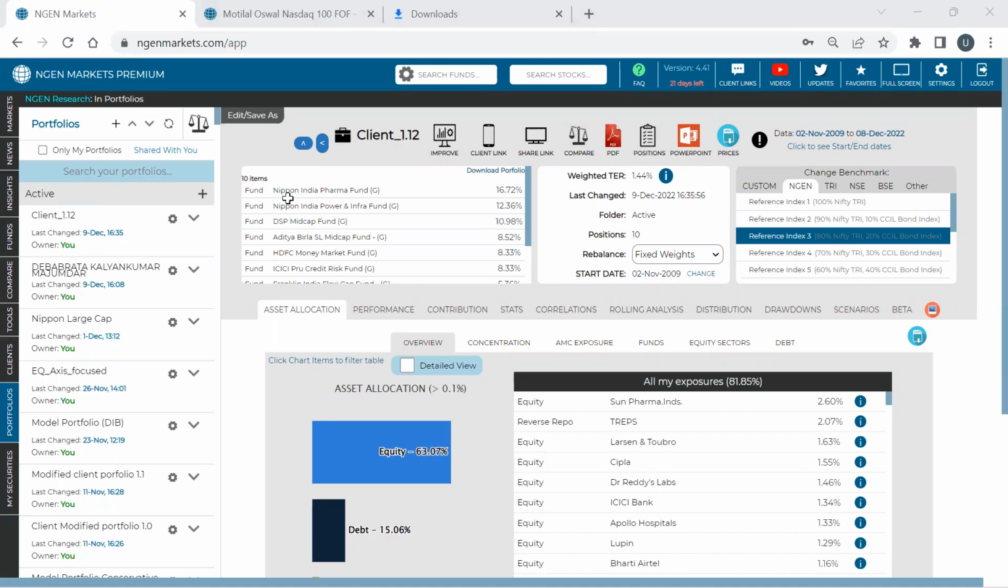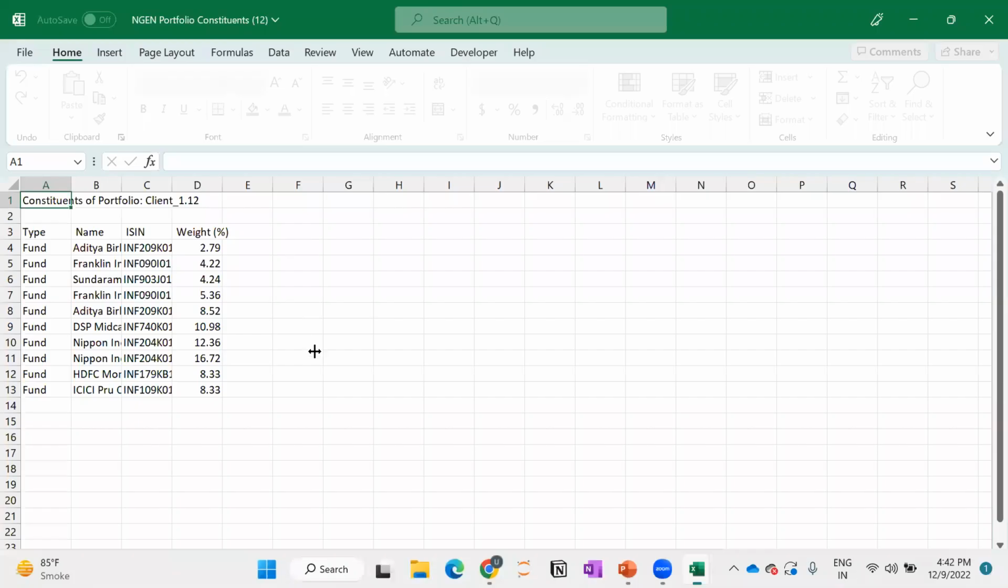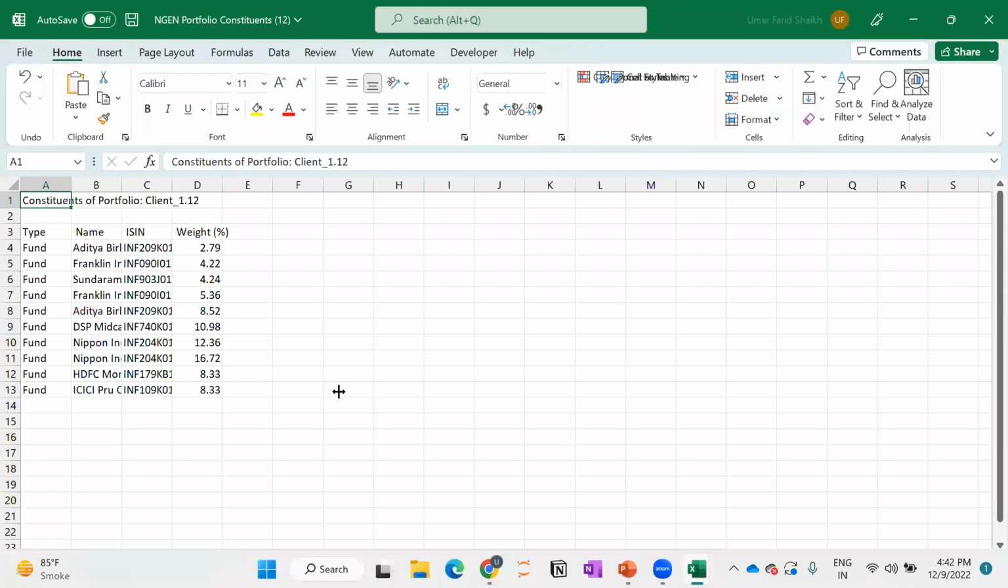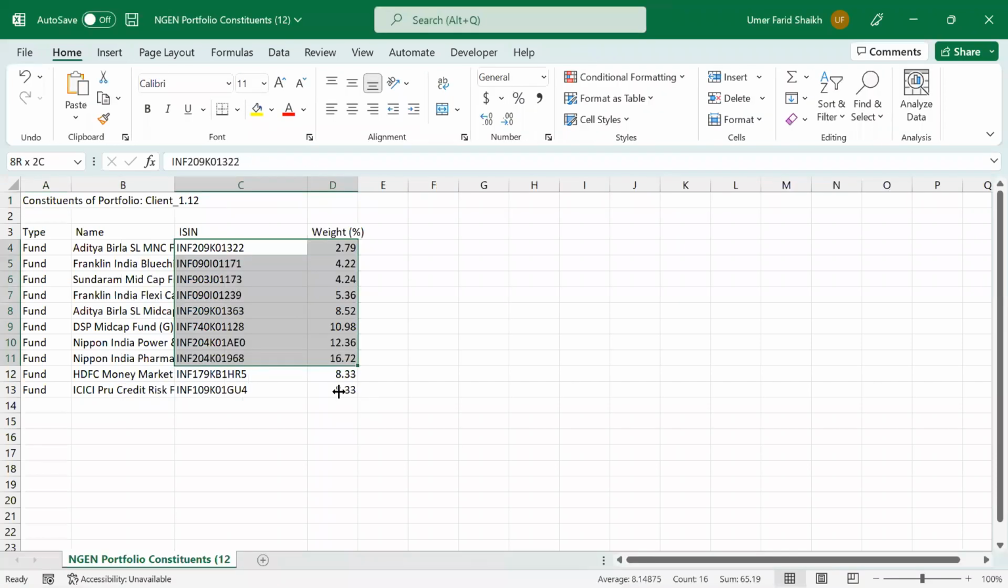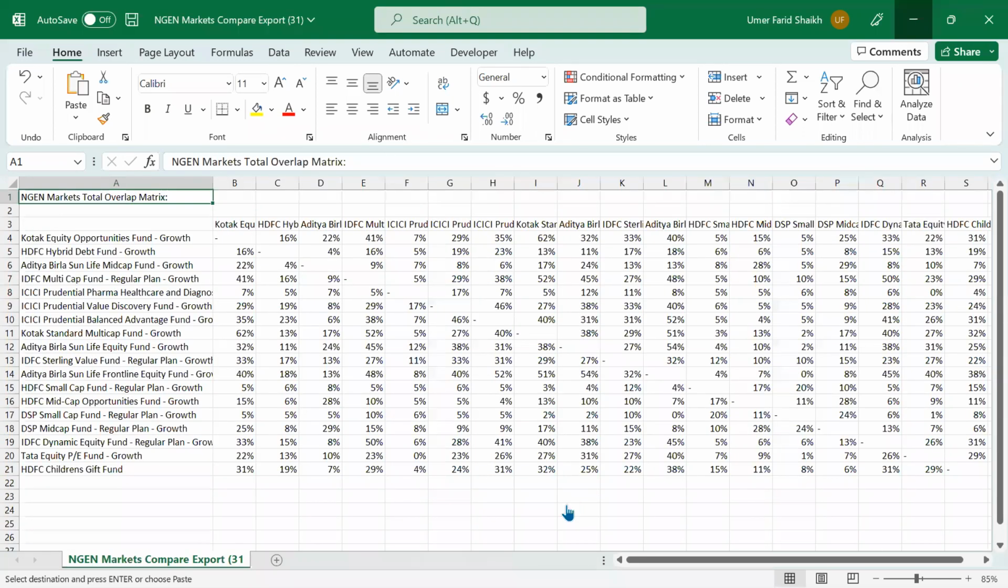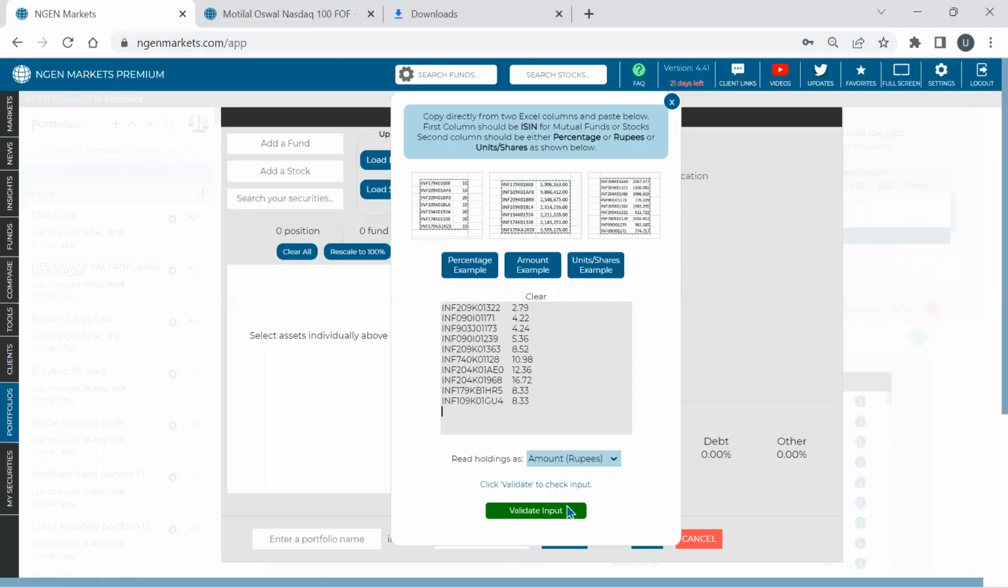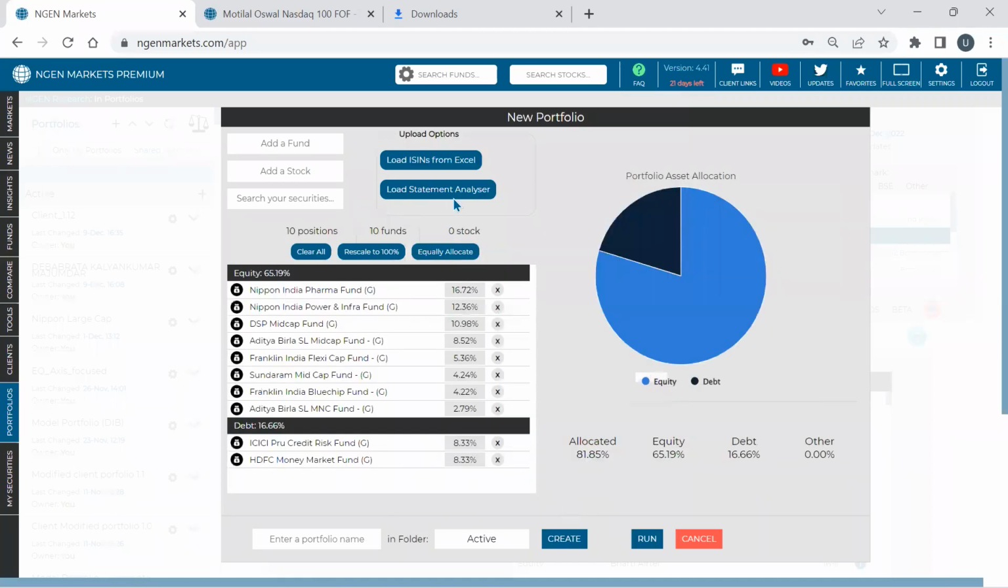You can just copy column C and column D. Let's assume both our portfolios are here. You can just copy this and paste it in the new portfolio section. Make sure you select percentages in the drop down below, and that's it. It will come in as one single portfolio. And even if you have 2-3 line items for the same fund, that's fine. We will take care of it and put it all together into one.